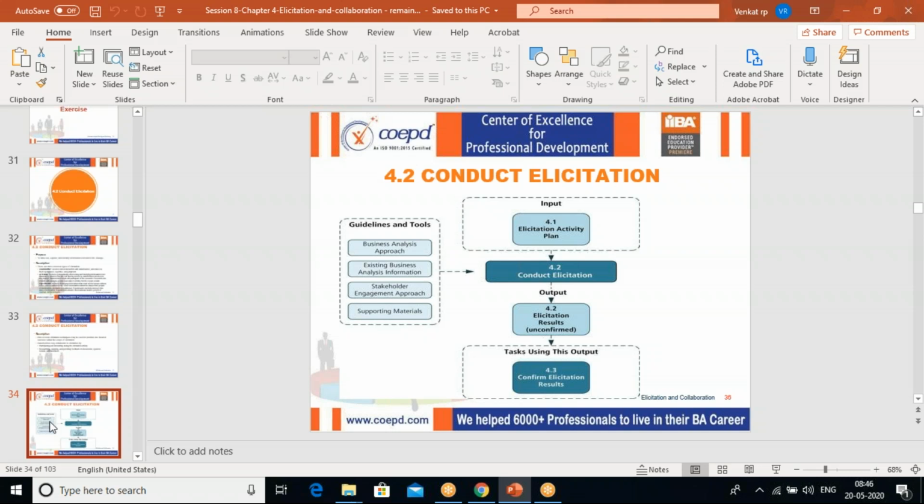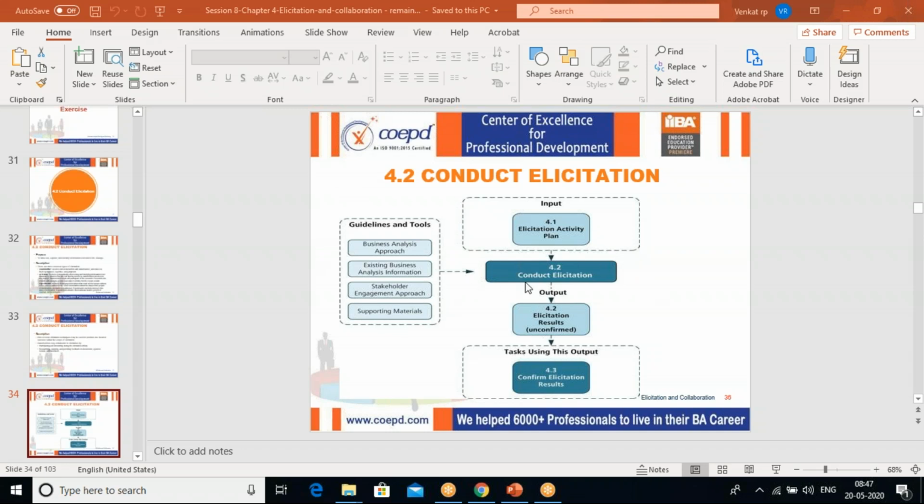After that we need to understand what this task will be taking. If you look into the task, it is conduct elicitation. The input we are going to take is the elicitation activity plan, and the output we are going to generate with this task is elicitation results unconfirmed. We get the result, but it is not confirmed. We have to confirm it through the next task. In the guidelines and tools, we have to take the business analysis approach, existing business analysis information, stakeholder engagement approach, and supporting materials as inputs, and we have to start.